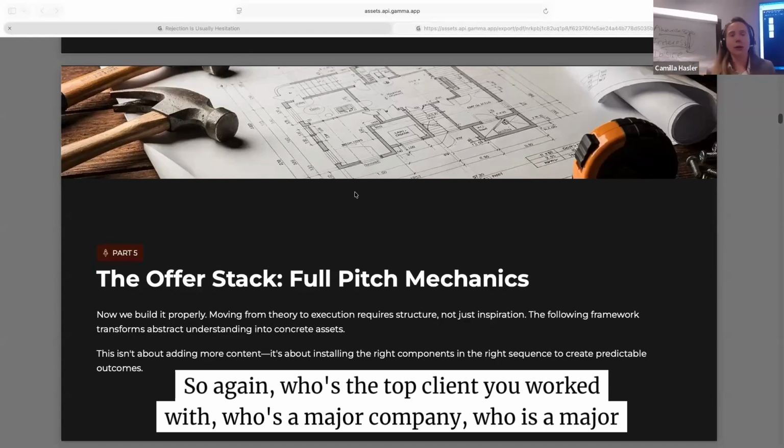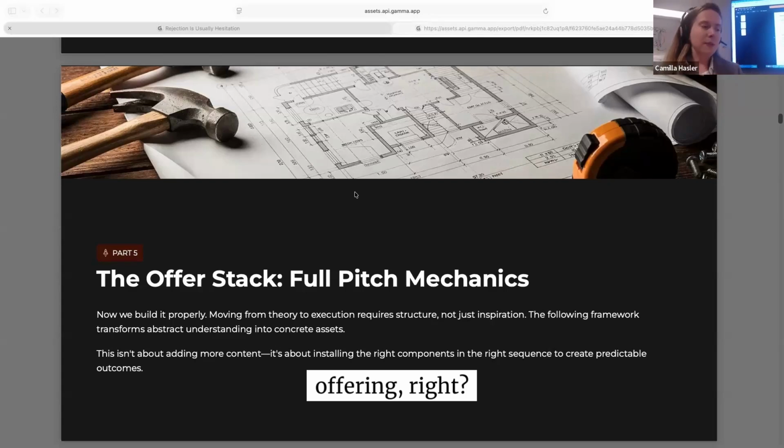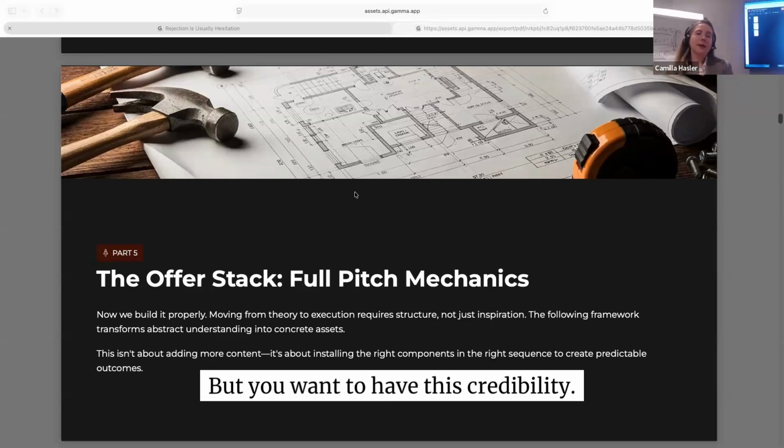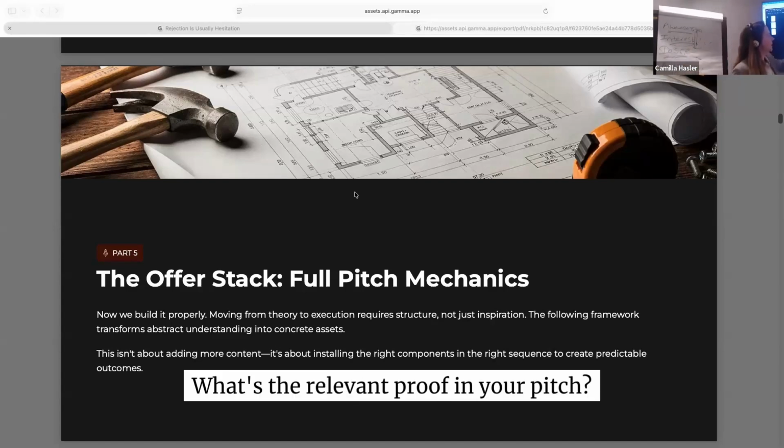So again, who's the top client you worked with? Who is a major company you work for? Something notable about either your experience or your offering, right? But you want to have this credibility. Have you done a pilot? How can you prove, even if you've only worked with 2 clients, how well has it worked for them? What's the relevant proof in your pitch?